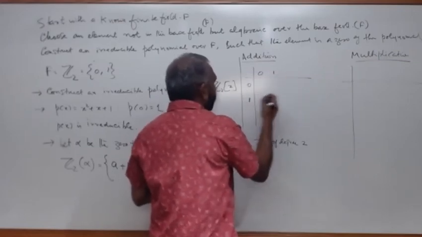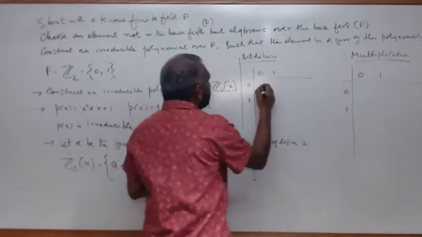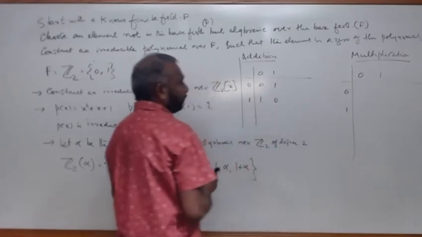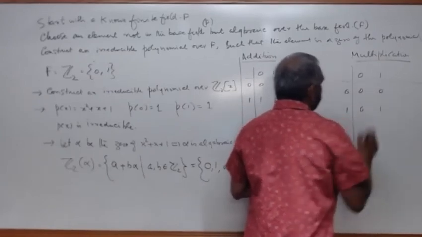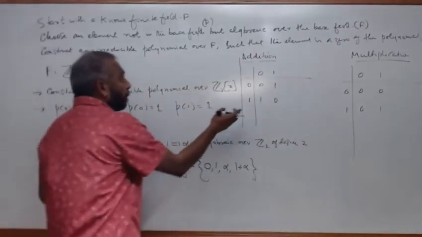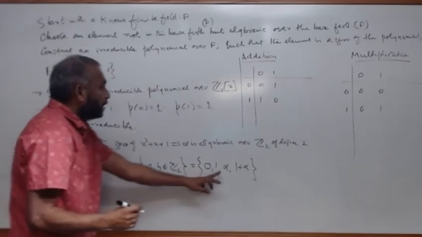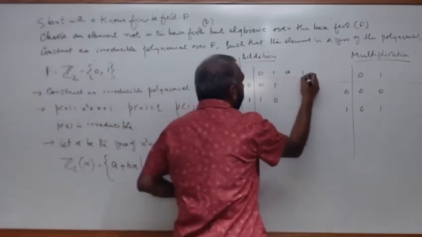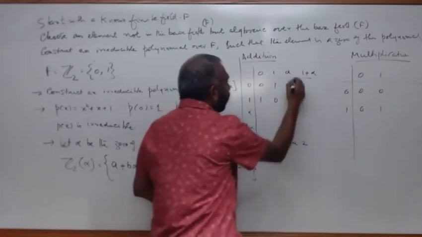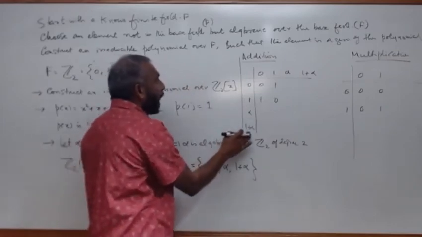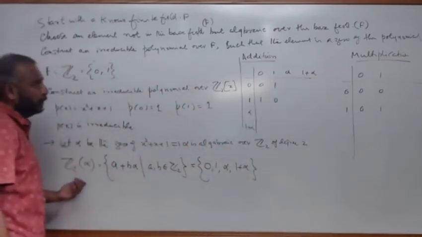Let us start first with Z2 only. So this is 0, 1, 1, 0: 1 plus 1 is 0. Here it is 0, 0, 0, 1. This is our base field Z2. Now we have two more elements coming in, alpha and 1 plus alpha. Then we have to fill up the whole thing. Then we know exactly how we can add and multiply alpha with other elements from Z2.